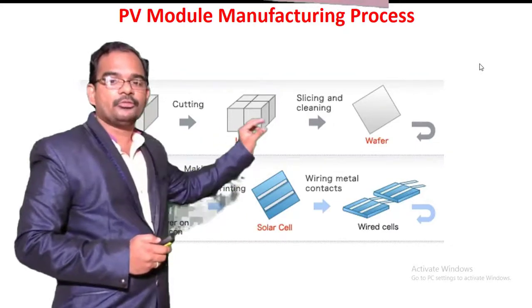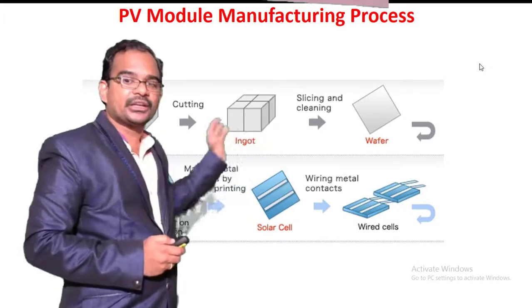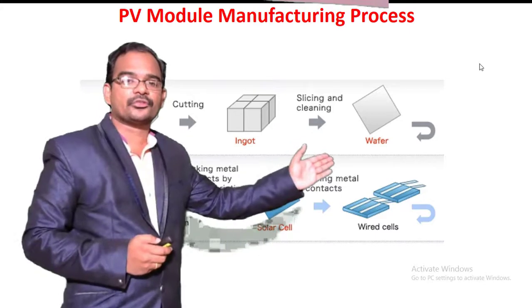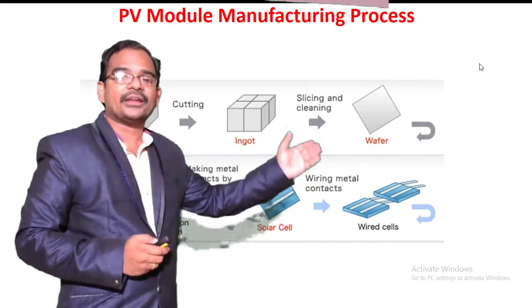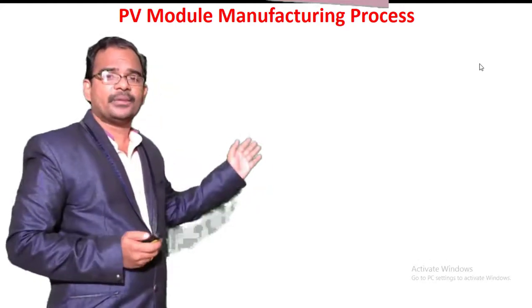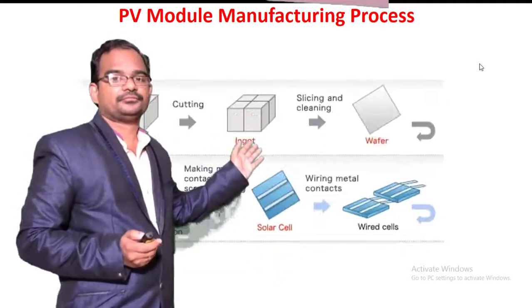So after that, you will do a process called tabbing. That means you will create metal contacts on top of a solar cell, and then you will perform a process called stringing, which is nothing but wiring the metal contacts in series. Now let's see the module fabrication process at a glance.